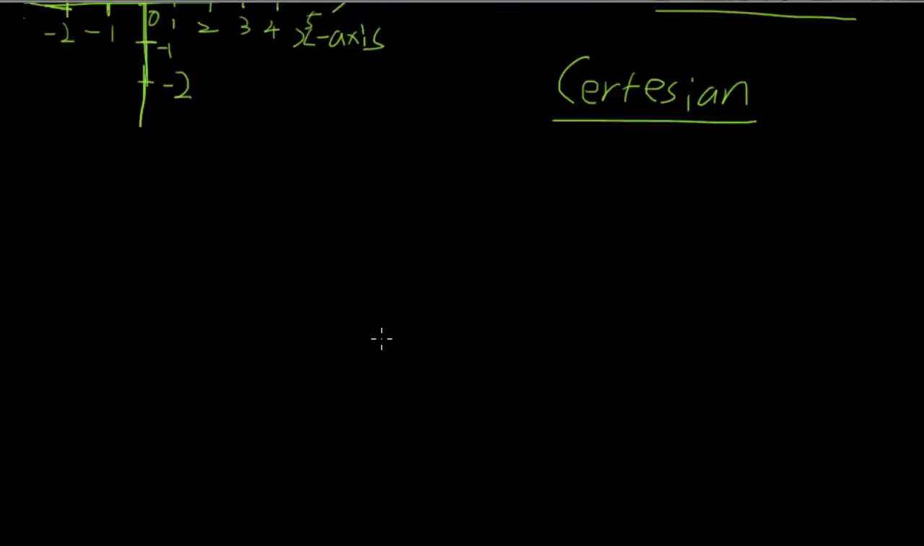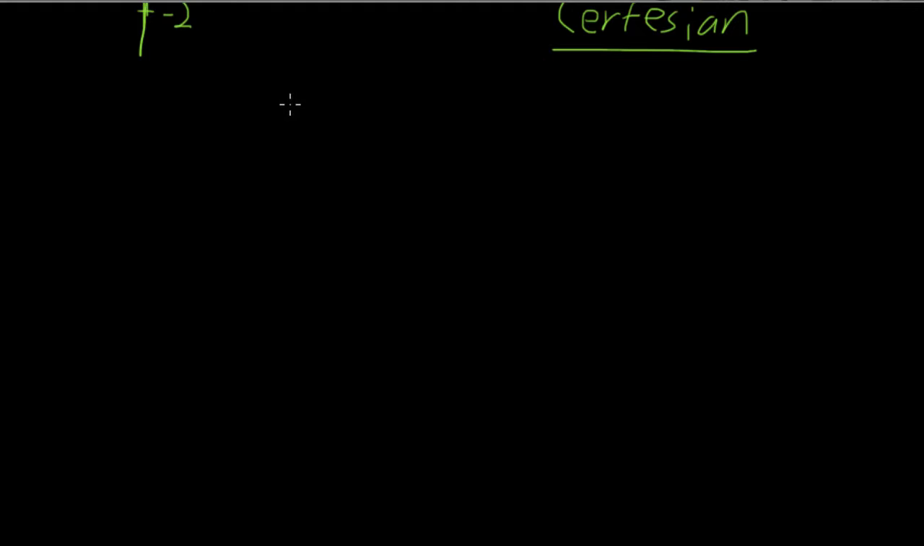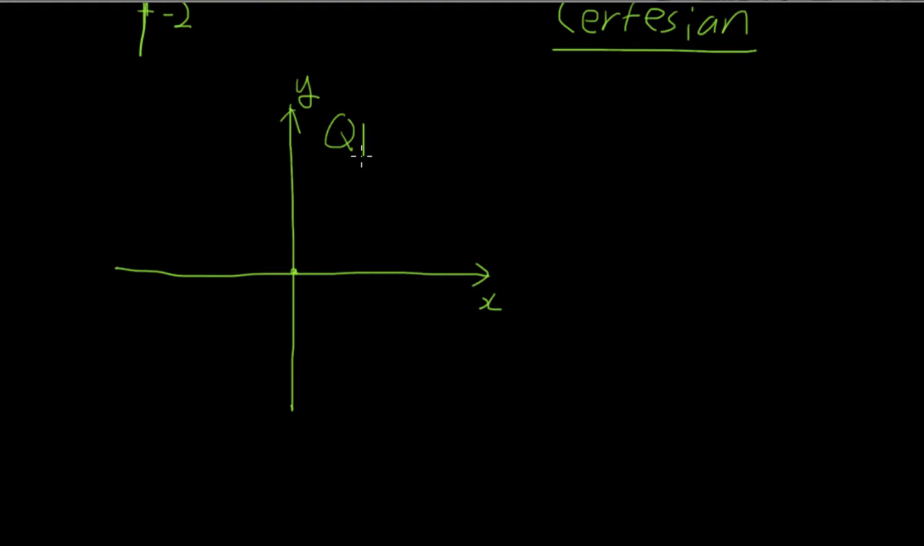Now let's talk a little bit more about this coordinate system. We have one line going like that, another line going like that. This is the x-axis, this is the y-axis, and we have 0 right in the middle. This side is called the first quadrant. I'm going to go counterclockwise, so this side is the second quadrant, this is third, and this is the fourth quadrant.